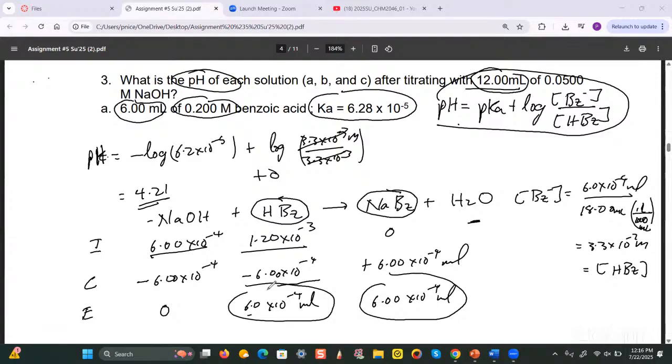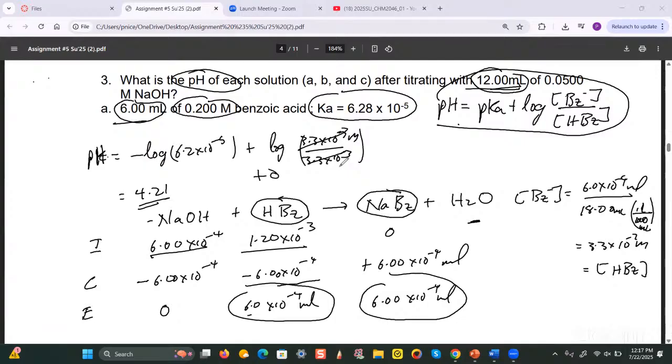Why would you use moles instead of molarity? Oh, you mean where we use moles here? Okay, and that's because basically you could not use molarity because we're using different volumes of the solutions. So what you have to do is find the number of moles first and then look at the stoichiometry of that. You can't just say 0.20 M is the initial concentration of benzoic acid and 0.050 M is the concentration of sodium hydroxide.